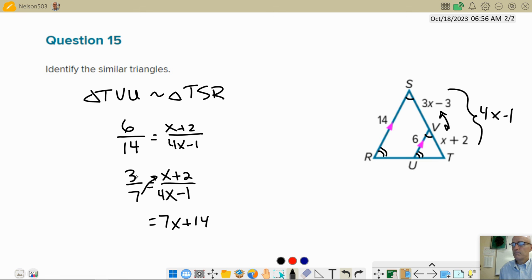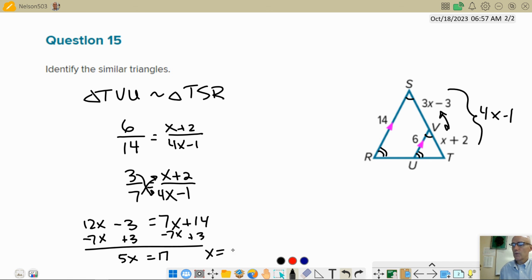And then cross multiply this way, right? So I take 3 times 4, and that's 12x. And 3 times negative 1 is negative 3. If I subtract 7x from both sides, I end up with 5x on the left side. If I add 3 to both sides, I end up with 17. So 5 goes into 17 3.4 times. 3.4 is my x value.